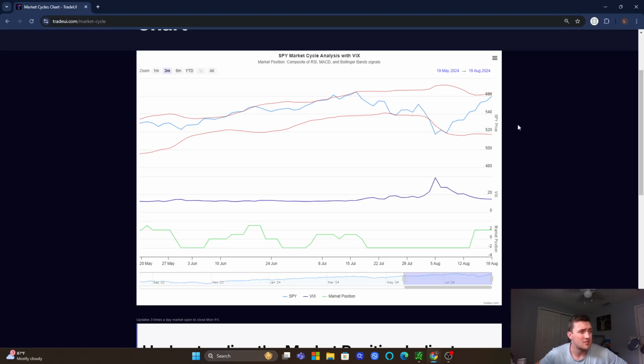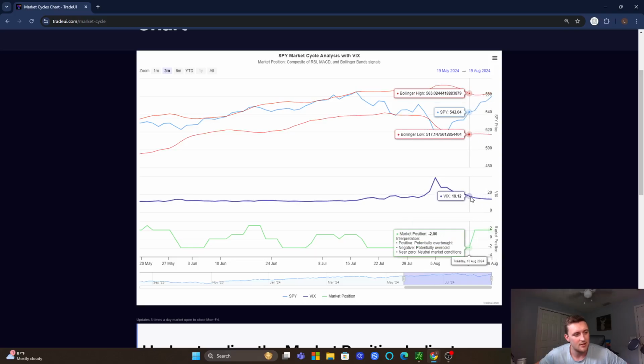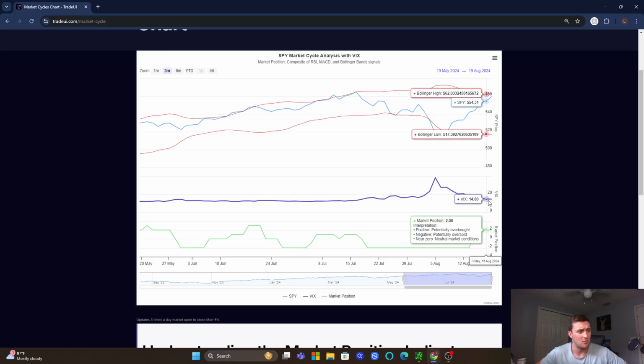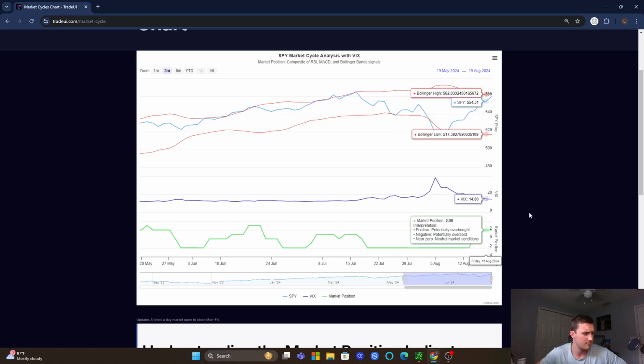What we want to do is break this thing down first, so we really understand how to use it. The first section shows the SPY price relative to its Bollinger Bands. The price is colored blue, the Bollinger Bands are red. Next is the VIX, which tells you the overall volatility in the market. And then next is market position. Market position is the combination of everything to tell us if it's overbought or oversold.